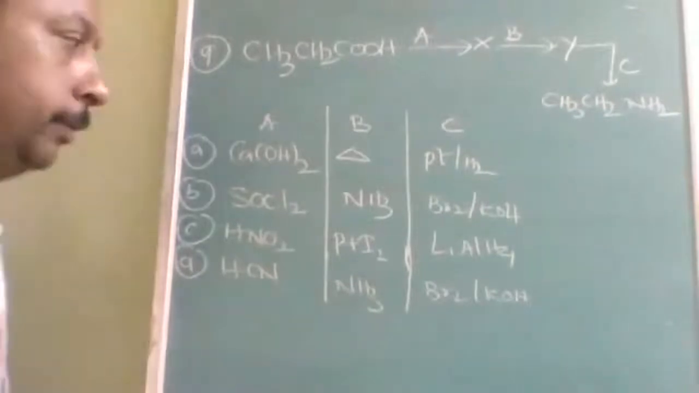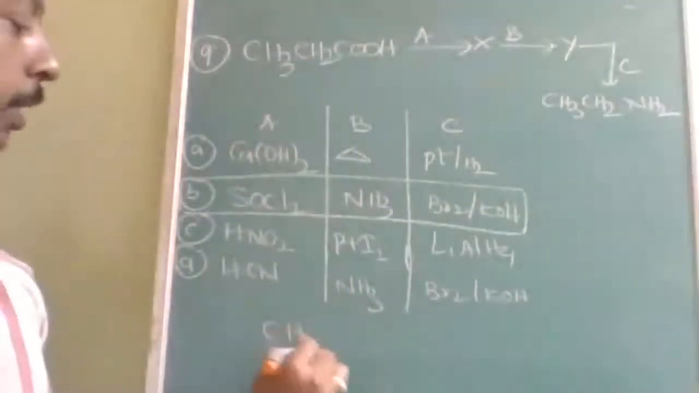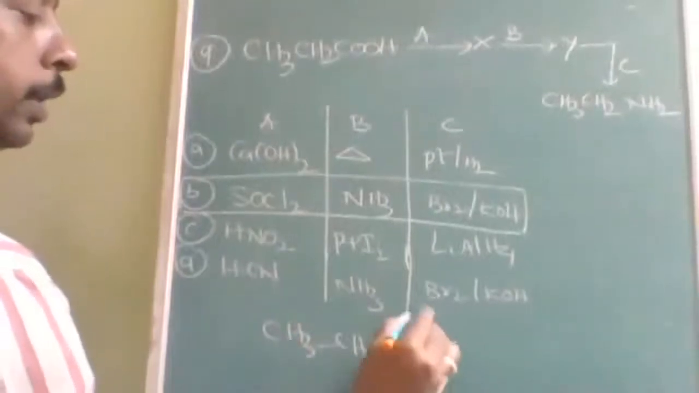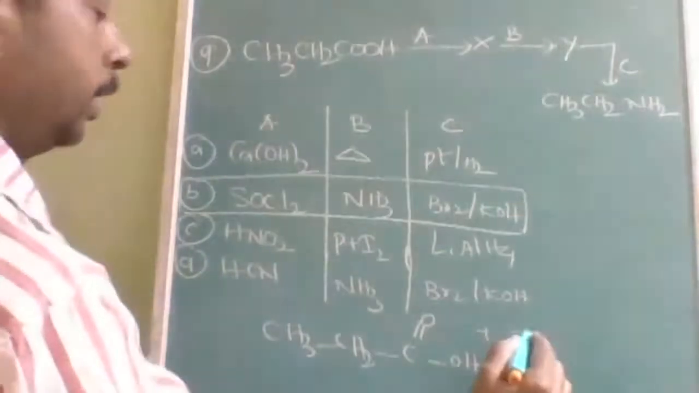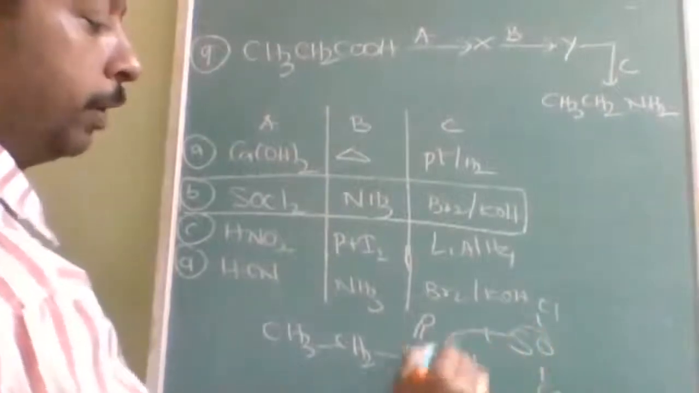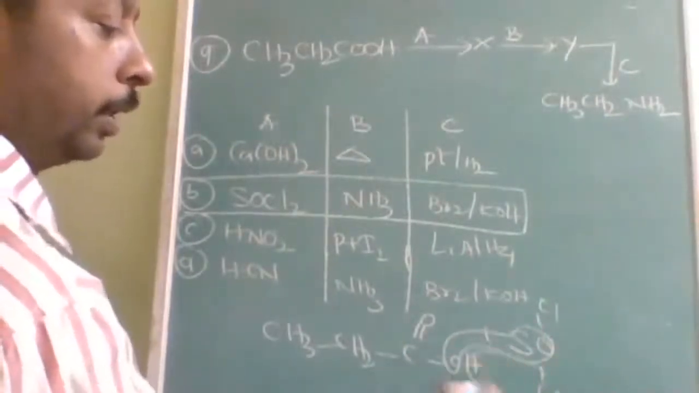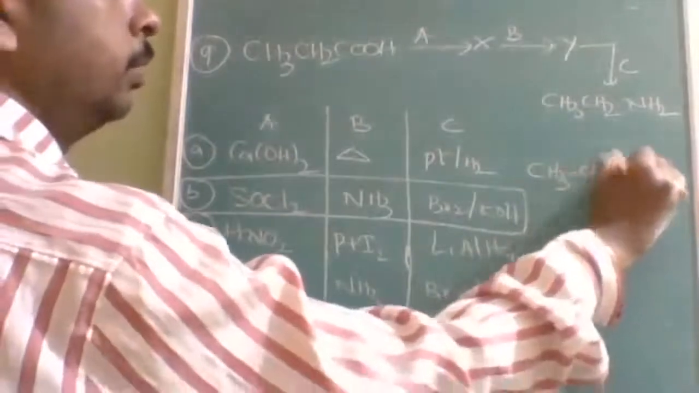Okay, should I explain? See, the first answer to this question is SOCl2. Now at least tell me what will be the product. CH3CH2C double bond OH. So this is one reactant when treated with SOCl2. SO2 will be eliminated, HCl will be eliminated and chlorine will be substituted here. So the first product will be CH3CH2C double bond OCl. This is the X.